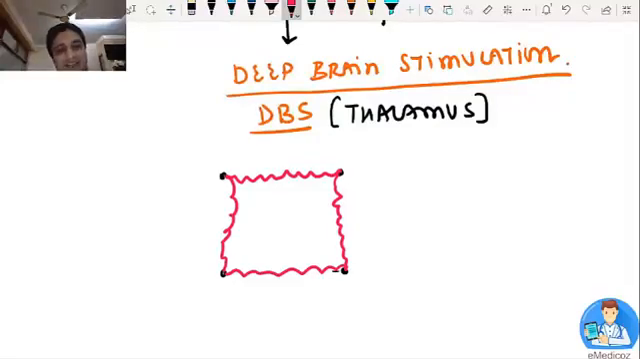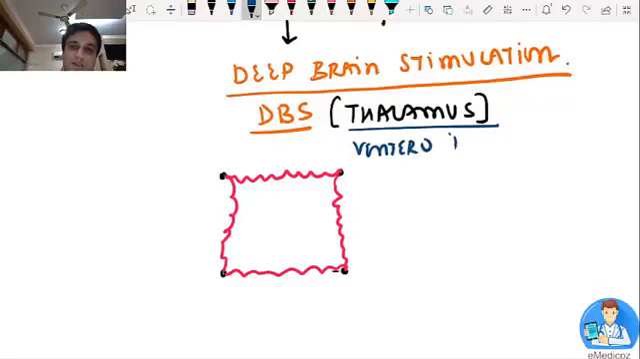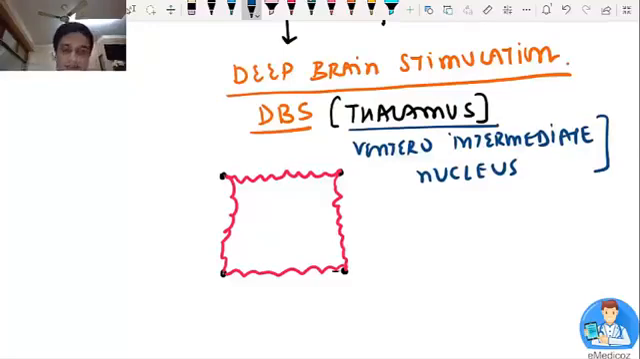So there's a zigzag while making a square like this. It's very simple. Essential tremor. Thalamus has got a nucleus where you want to go in for stimulation. Ventro intermediate nucleus of thalamus. So VIM is an abbreviated name for this. Ventro intermediate nucleus of thalamus is something which is taken up for deep brain stimulation in these patients.